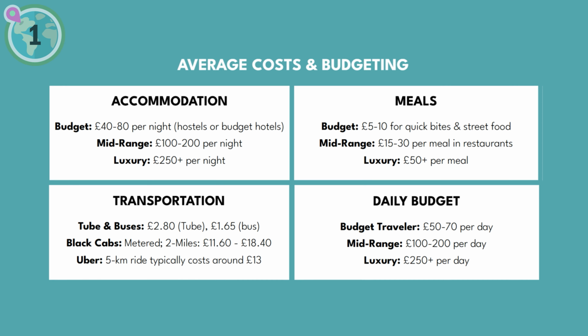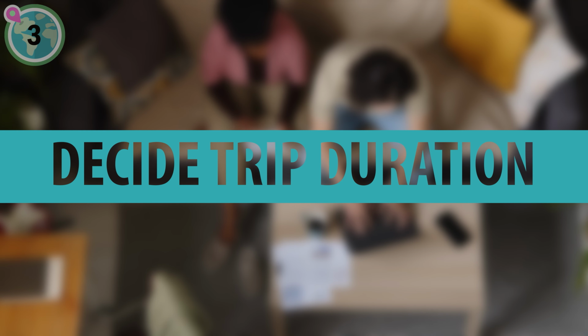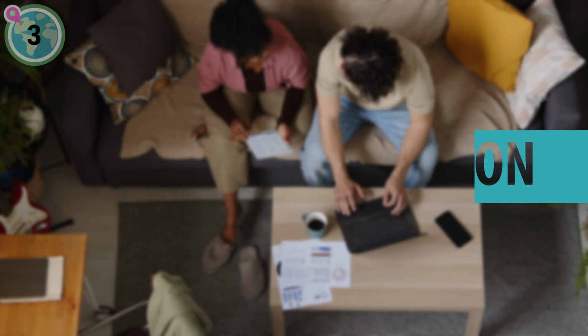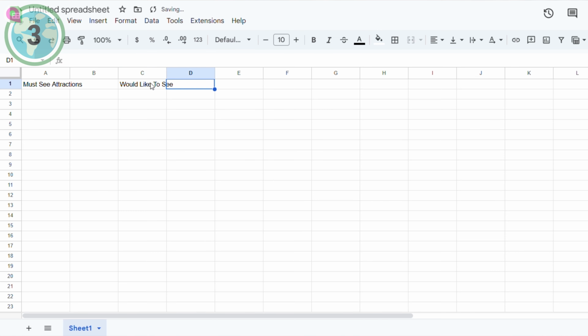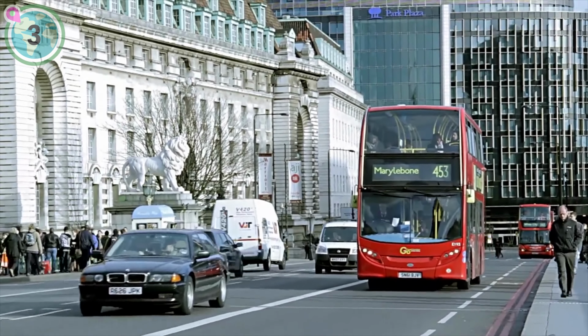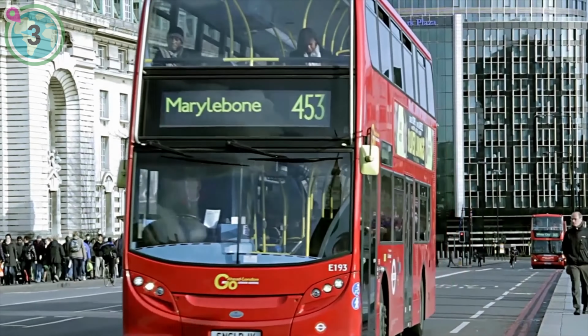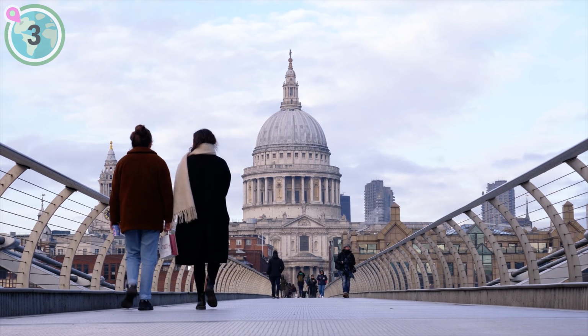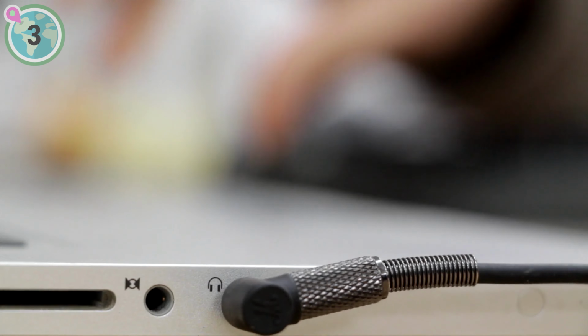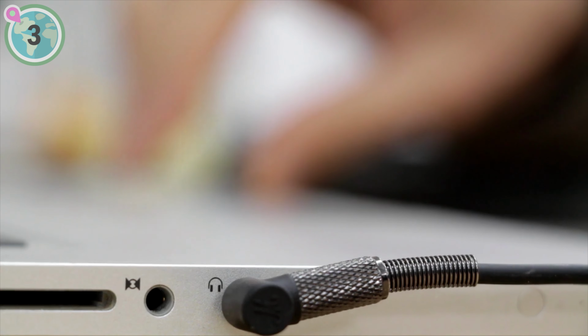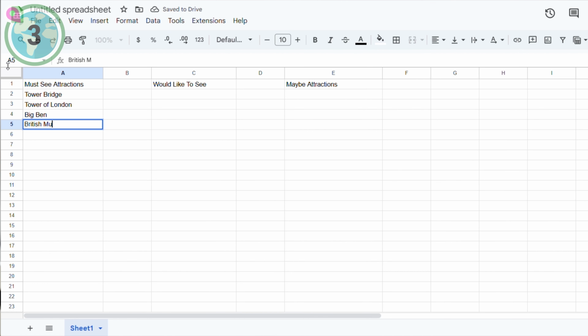Step 3, decide the trip's duration. Most people book everything before making a proper plan. Don't make this mistake. Instead, grab a pen and paper and make 3 lists: must-see attractions, would like to see places, and maybe spots. This is crucial because London is huge and you can't see everything in one trip. Trust me, we've tried. If you're not sure about all the attractions London has to offer, check out our top 40 London attractions video. It's a great starting point. Once you have your lists, estimate how many days you'll need for your must-sees and some of your would-like-to-sees, allowing for no more than 2 to 3 attractions per day.